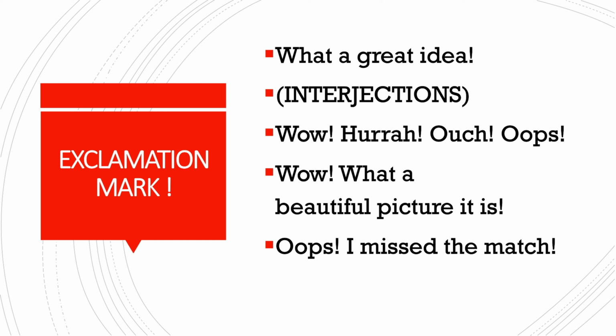What a great idea! This sentence ends with an exclamation mark, and there will not be any other punctuation mark used after this. Another place where we can use this exclamation mark is after interjections. Interjections are those words that don't have a meaning but express sudden emotions, and examples of interjections are wow, hurrah, ouch, oops, etc. They all are used to show different kinds of emotions. Like, wow! What a beautiful picture it is. Oops! I missed the match.